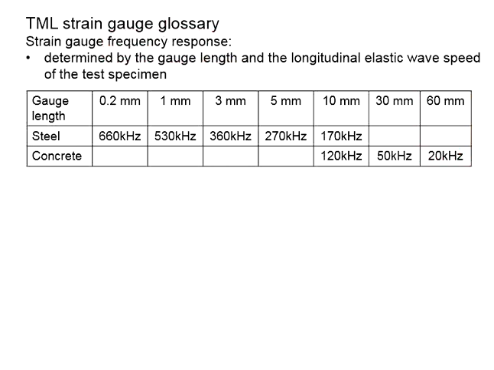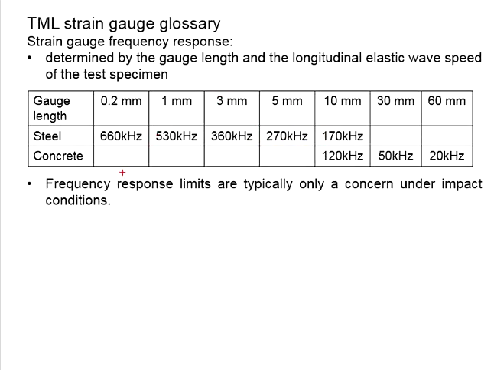Now the frequency response differs. The one that we commonly use for steel bar would be 5 mm. The frequency response of the gauge is 270 kHz. The frequency response limits are typically only a concern under impact conditions. What does it mean by the impact condition?